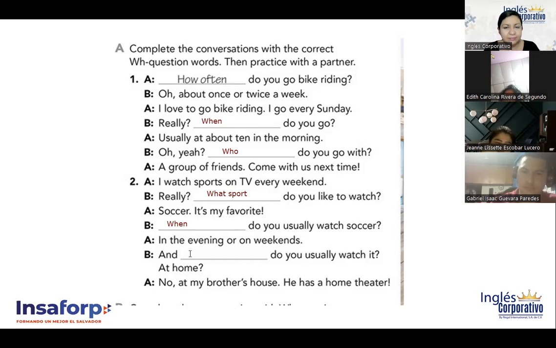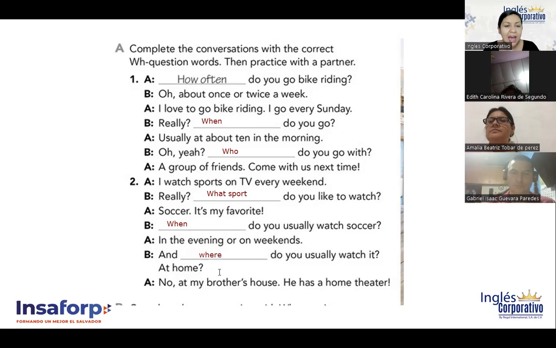And where? Exactly, where? Where do you usually watch it? At home. At home? No, at my brother's house. He has a home theater and a smart TV. Okay, so very good. Good job with this exercise.